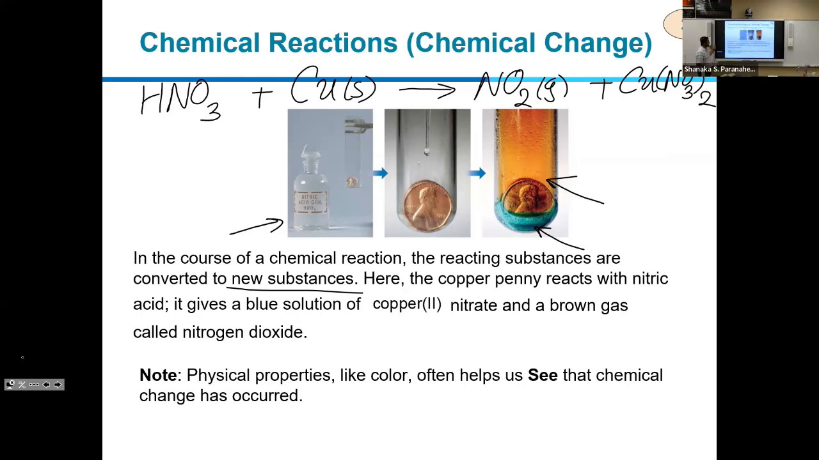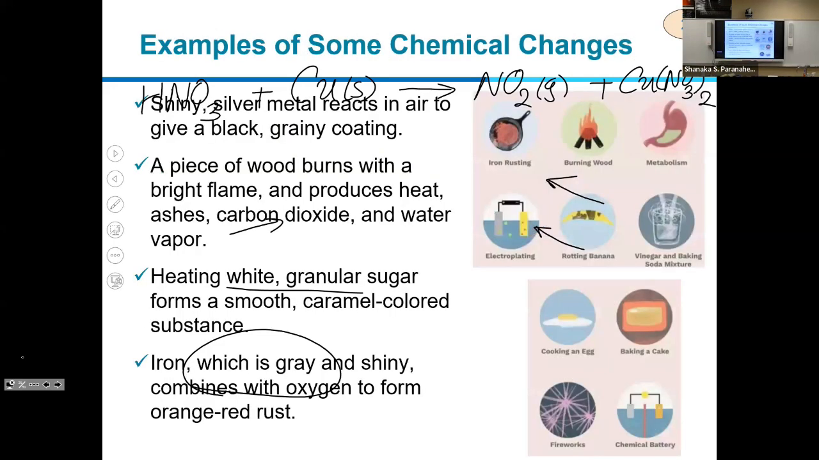Here the copper, when it reacts with nitric acid, gives a blue solution of copper nitrate and a brown gas called nitrogen dioxide. Physical properties like color often help us see the chemical change in effect. There are some physical properties that we can use to identify chemical reactions. We will talk about that in chapter 3.